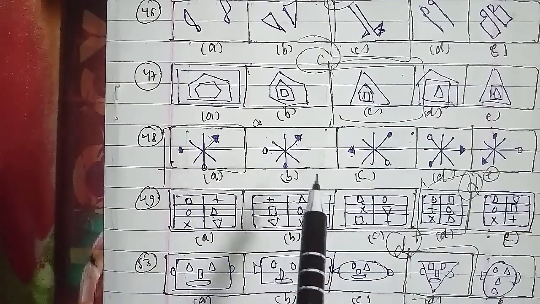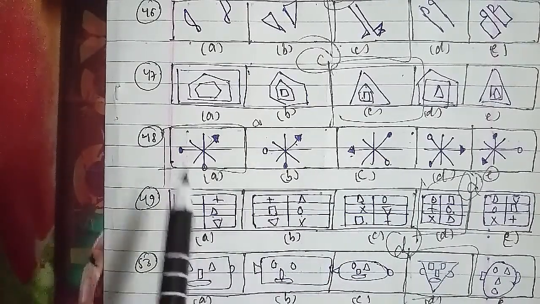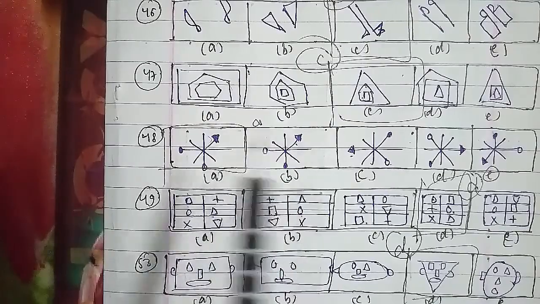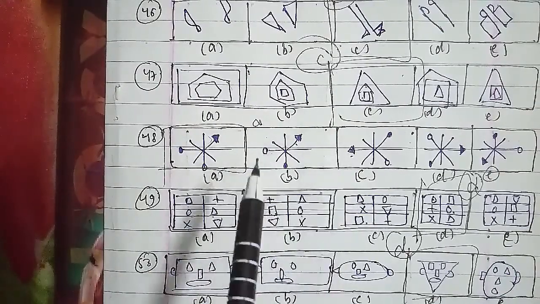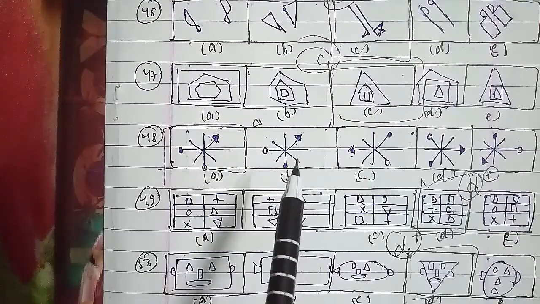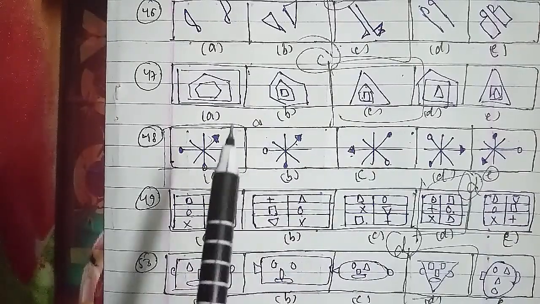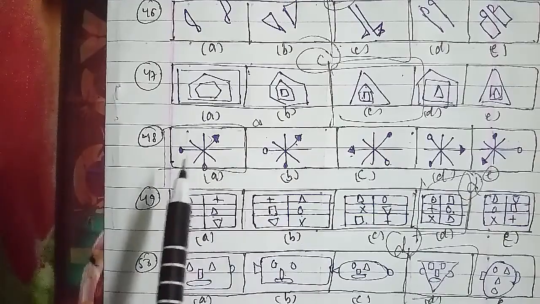In non-verbal reasoning, we had started with series where we completed more than 1000 questions. In analogy, we did more than 500 questions. And now we have started with classification, as we have completed the 50 questions of classification as well.